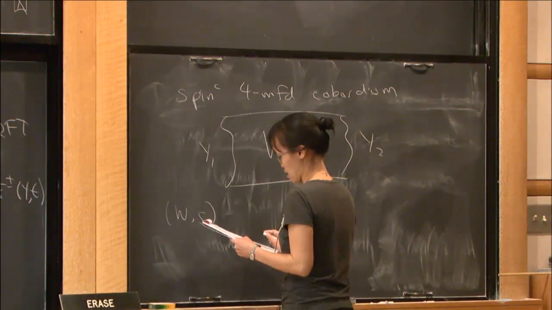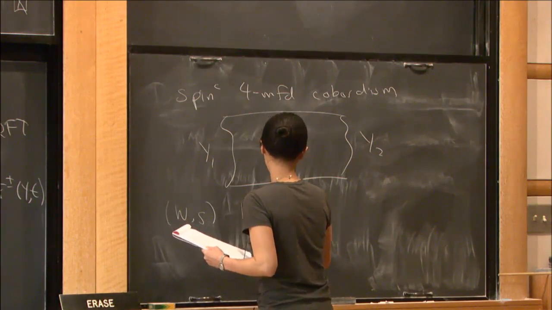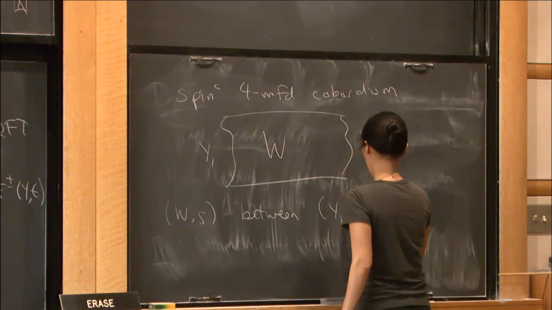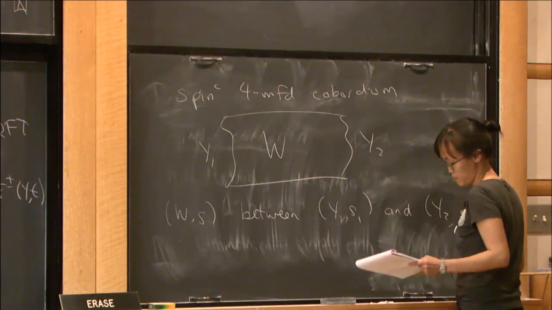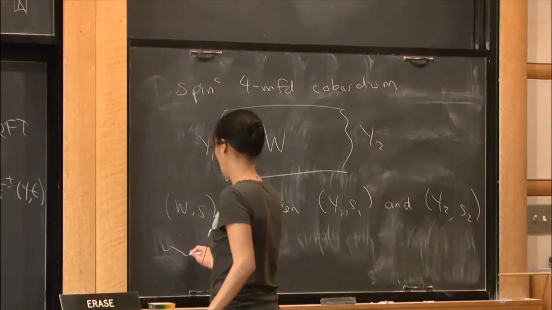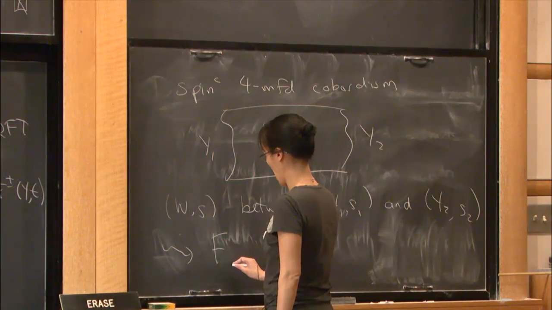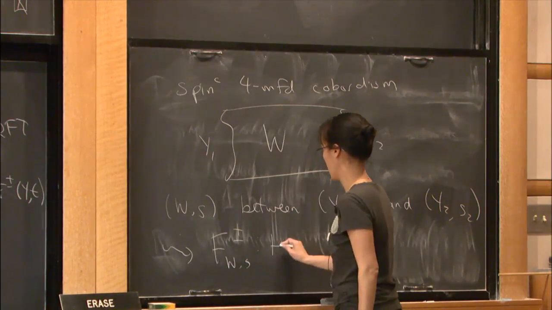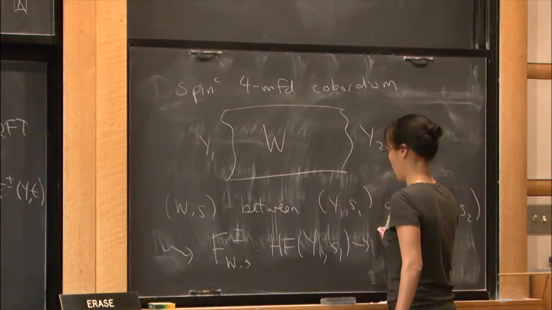So this is a cobordism between (Y1, S1) and (Y2, S2). Well, this induces a homomorphism. We'll call it F_{W,S} between the Heegaard Floer homology of Y1 and the Heegaard Floer homology of Y2.